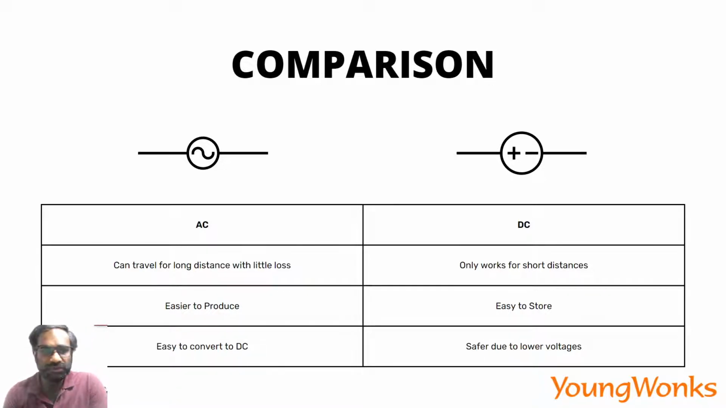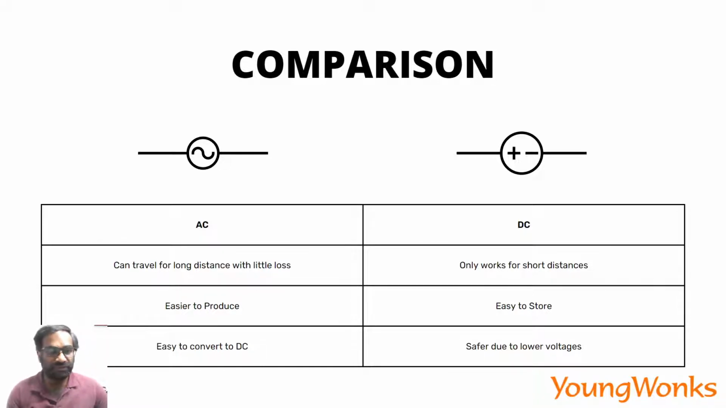AC is best suited for sending or generating and transferring power over long distances. DC works well within your house, but if you start trying to transmit DC over long distances, it's going to have a lot of loss. So it works best over short distances.